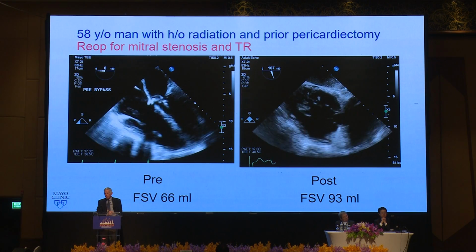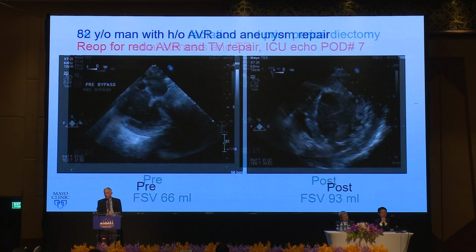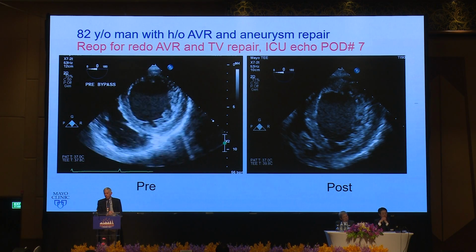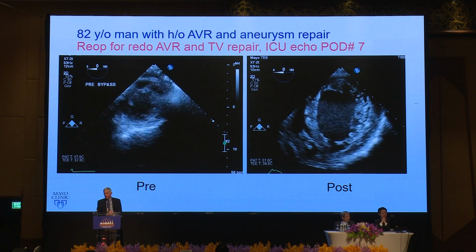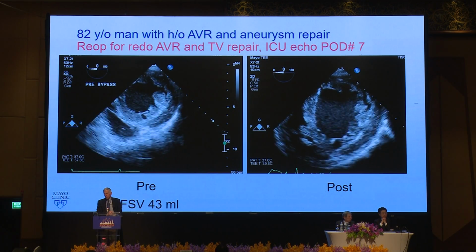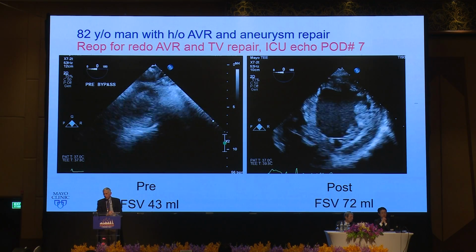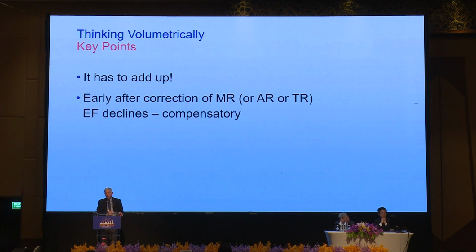Even though the ejection fraction looks worse, the forward stroke volume post-op is 93. And in the same way, in the patient with AR and tricuspid valve repair, preoperatively the ventricle looks pretty good, post-operatively not so hot, but the forward stroke volume was 43 before surgery and afterwards is 72. So remember, the numbers have to add up. It's not rocket science, but if you go through the numbers, they have to add up.